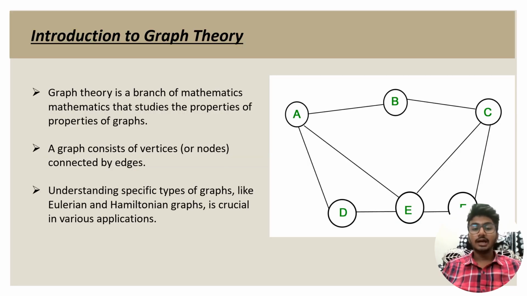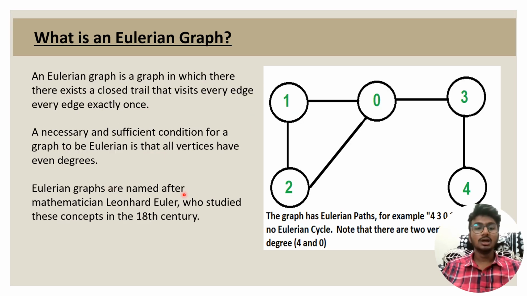Coming to the introduction to graph theory. Graph theory is a branch of mathematics that studies the properties of graphs. A graph consists of vertices, also called nodes, connected by edges. Let me show you: these are called edges. Understanding specific types of graphs like Eulerian and Hamiltonian graphs is crucial for various applications.